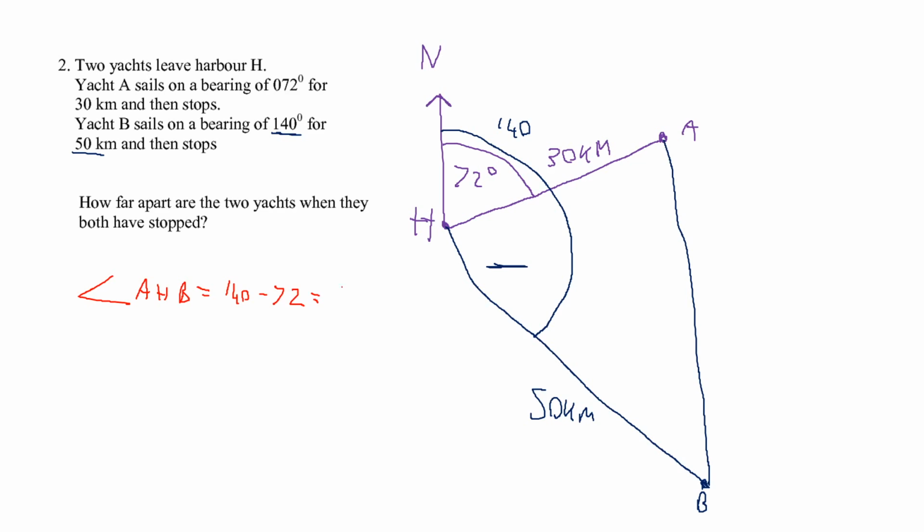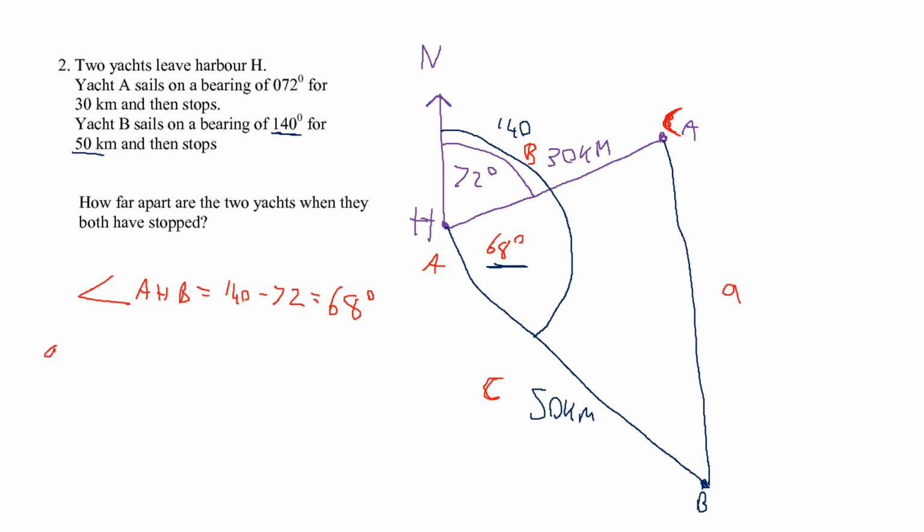140 minus 72 is 68. So this is 68 degrees. And now we use the cosine rule. So I'll call this angle A. Call this angle B. I'll call this one angle C. Just change it up. And this is my C. This is my B. And this is my A.